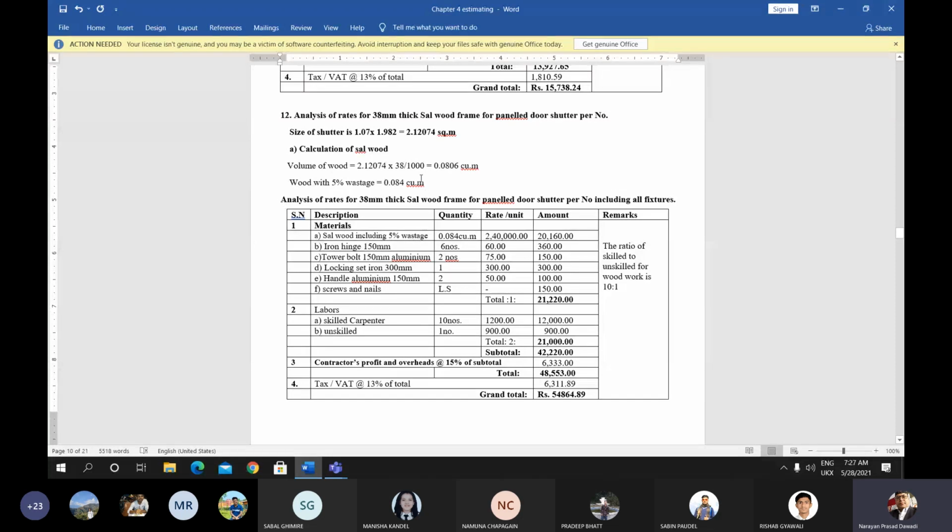The volume of the solid is 0.084 cubic meter, which was calculated earlier. The rate per cubic meter is 240,000, which gives the value of 20,160 rupees. Now, iron hinge. Hinge means the kabza.